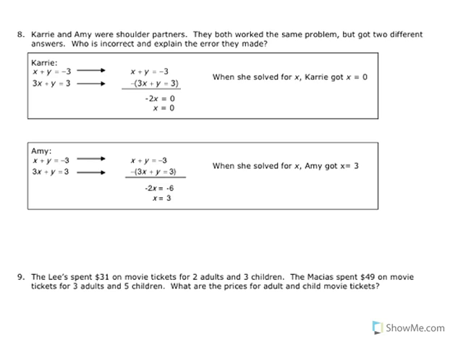Okay, so on the next question it says Carrie and Amy are shoulder partners. They both worked the same problem but got 2 different answers. Who's incorrect, and explain the error that they made. So I want you to look those over, see if you can figure out who made the mistake. Use your pause button and try it yourself.